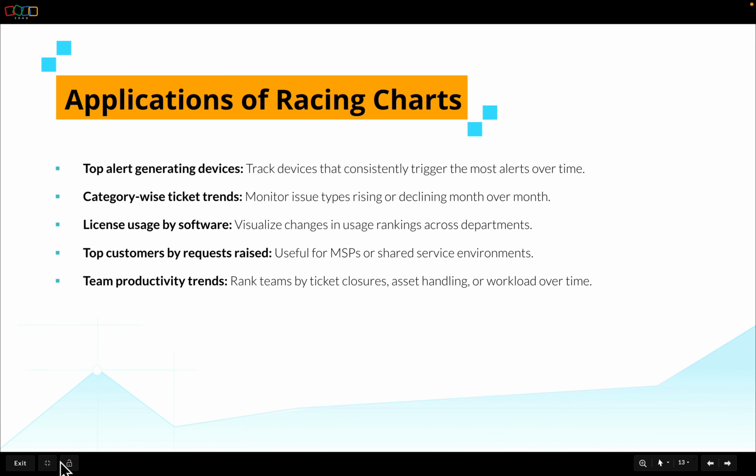You can use racing charts in several areas of IT and business. You can see which devices consistently trigger the most alerts. You can track which issue types are rising and declining over months, or view how usage rankings change across departments over time. These charts are especially useful for MSPs or shared service environments.